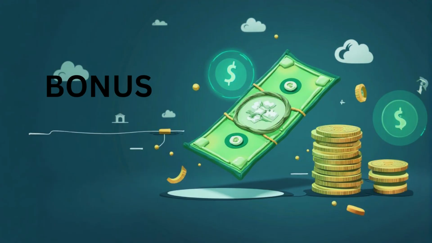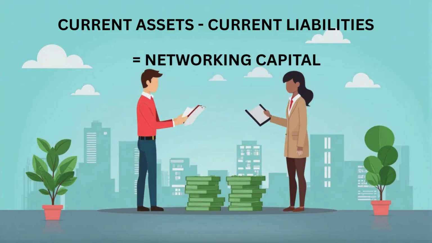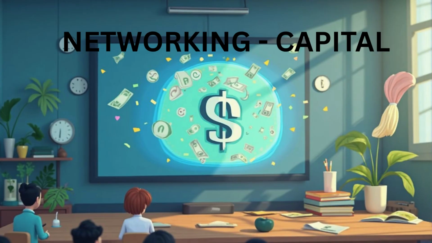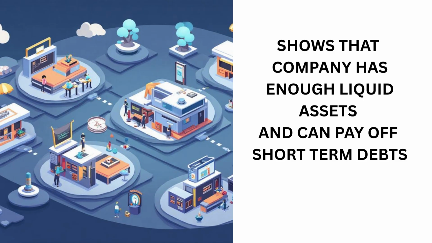Here is the bonus, and it is net working capital. Net working capital is obtained by subtracting current liabilities from current assets. This is not a ratio but a dollar amount that shows the company's operational liquidity. A positive number indicates the company has enough liquid assets to cover its short-term debts.